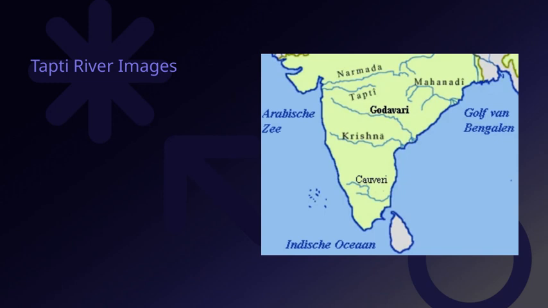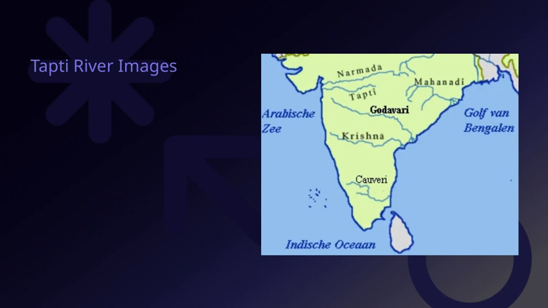As you can see, the Tapti River flows through central India, playing a vital role in the region's ecology and economy. These photos highlight the river's natural beauty and the importance of preserving it. The river supports agriculture, provides water for communities, and sustains diverse wildlife. Understanding its significance helps us appreciate the need for sustainable management.